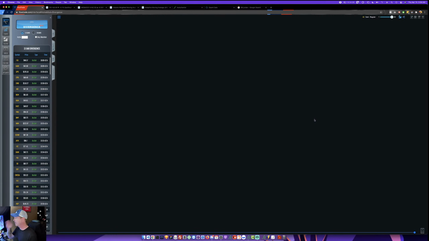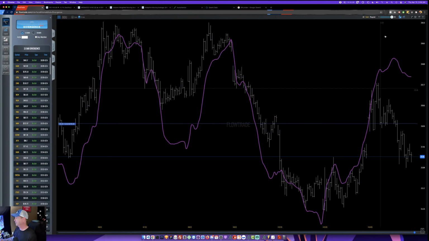BIDU on the 15 minute. Sorry about that. BIDU on the 15 minute, we've got bullish divergence that started pretty much yesterday.